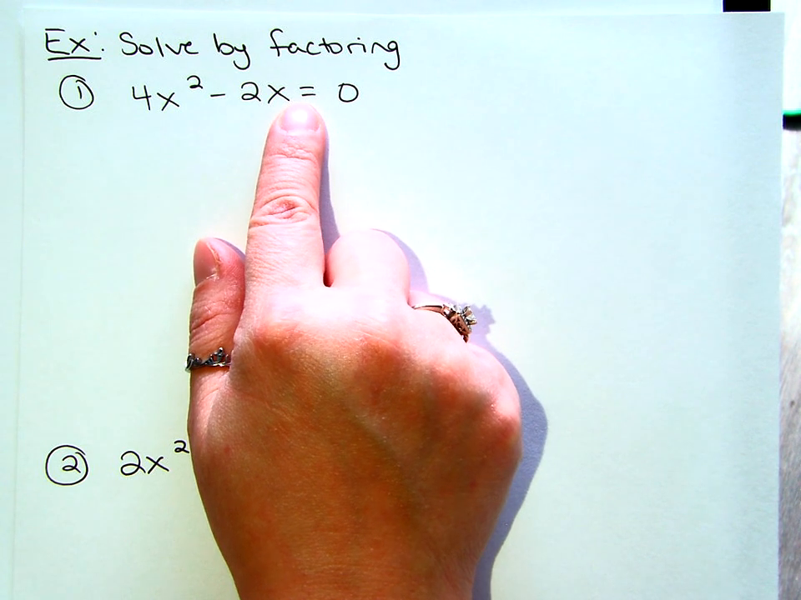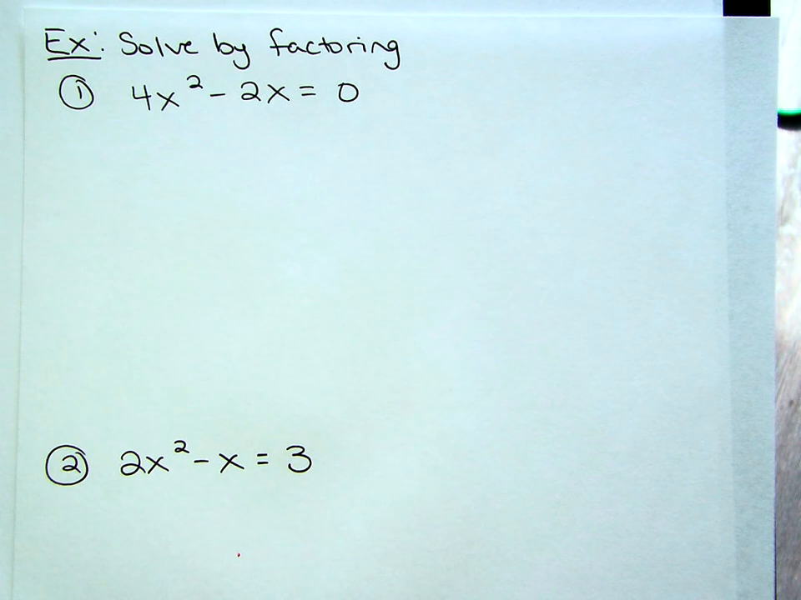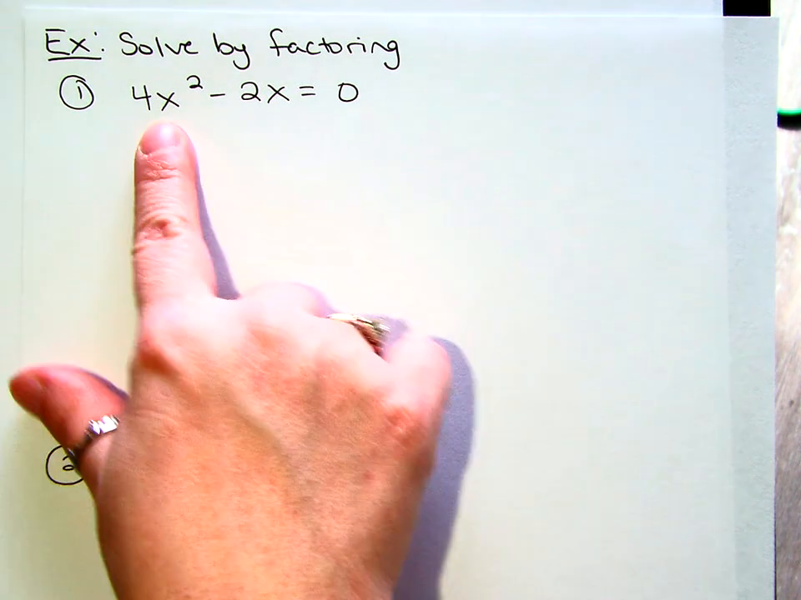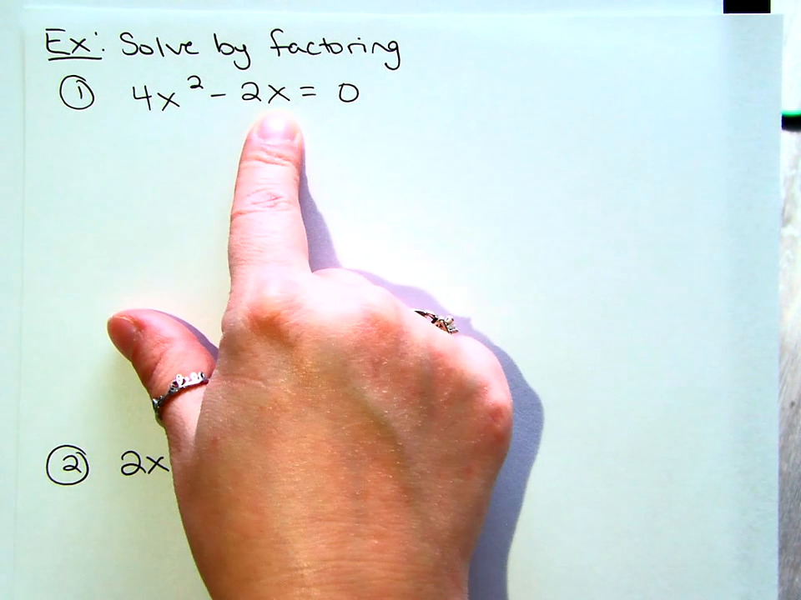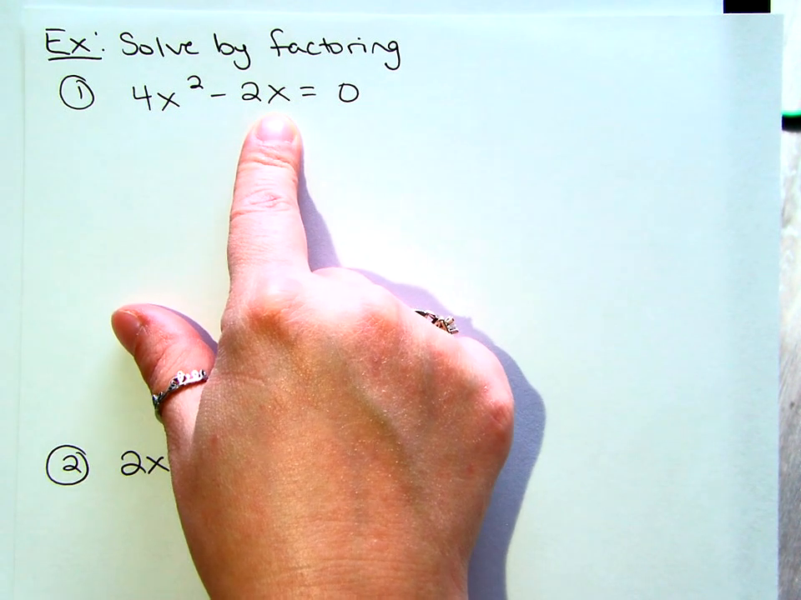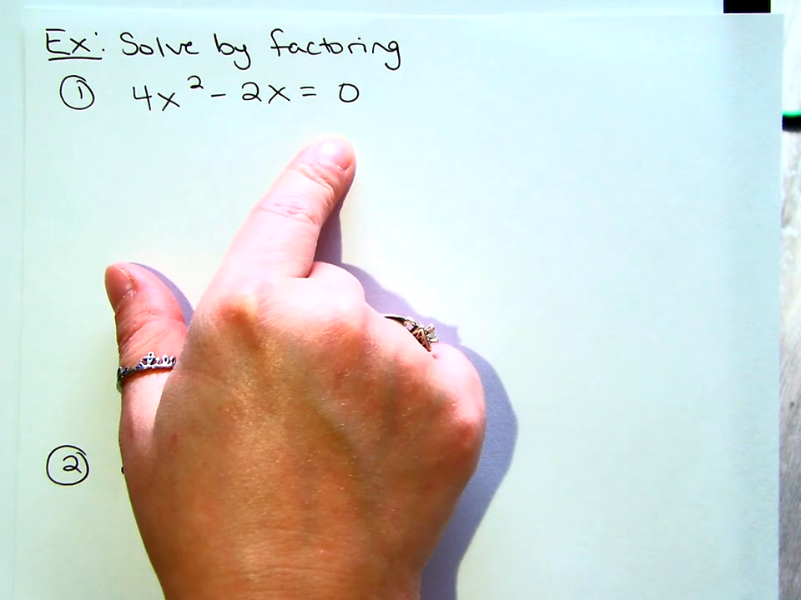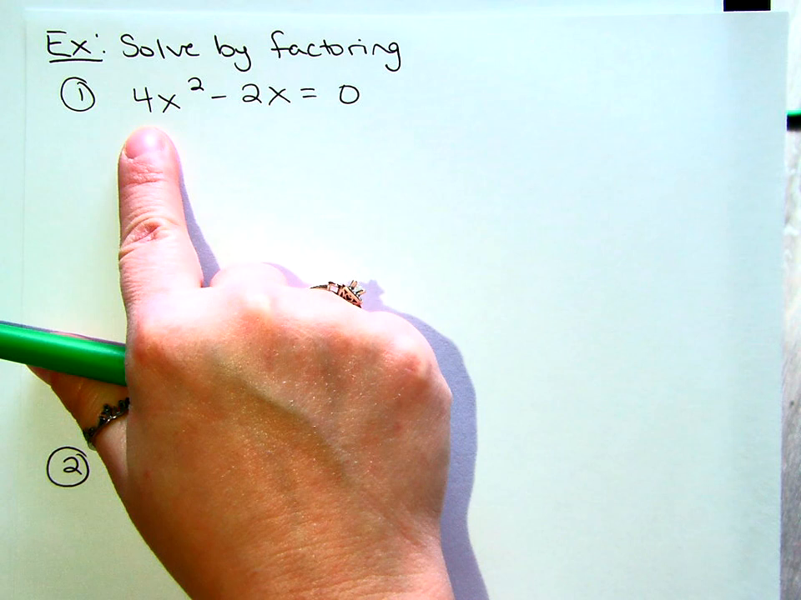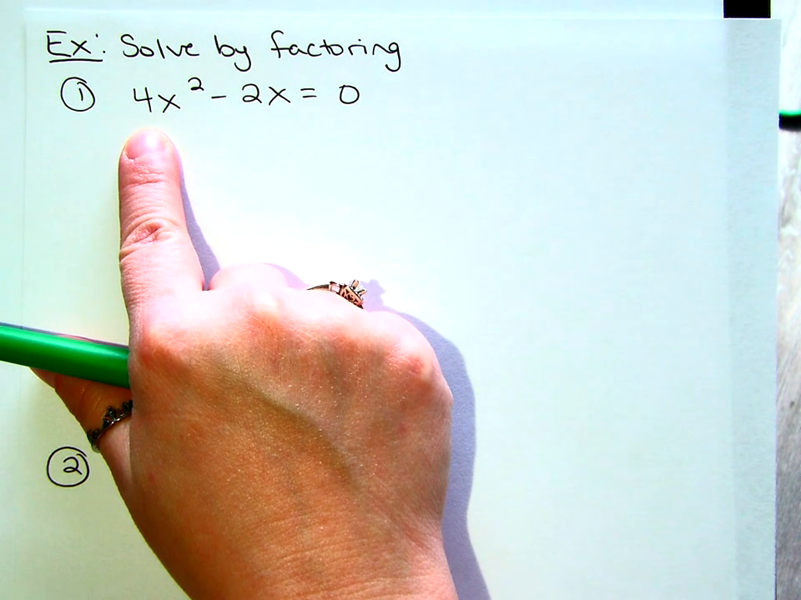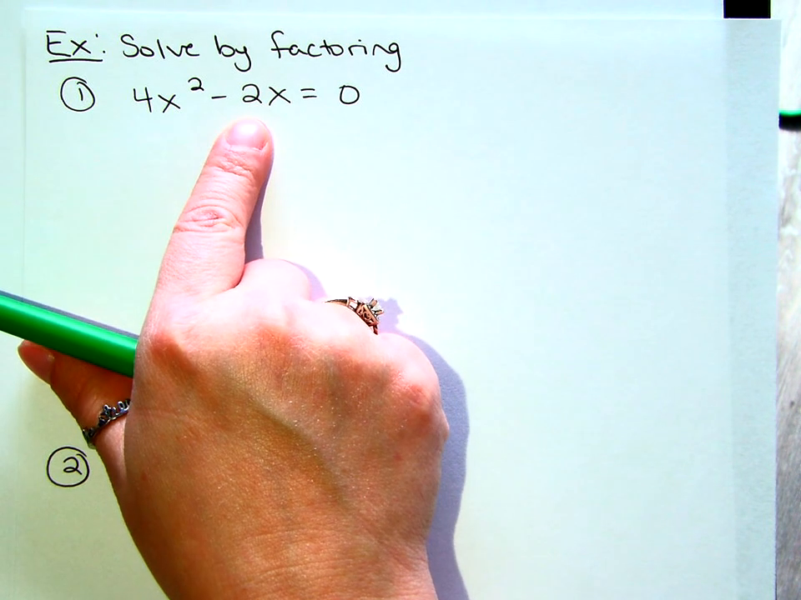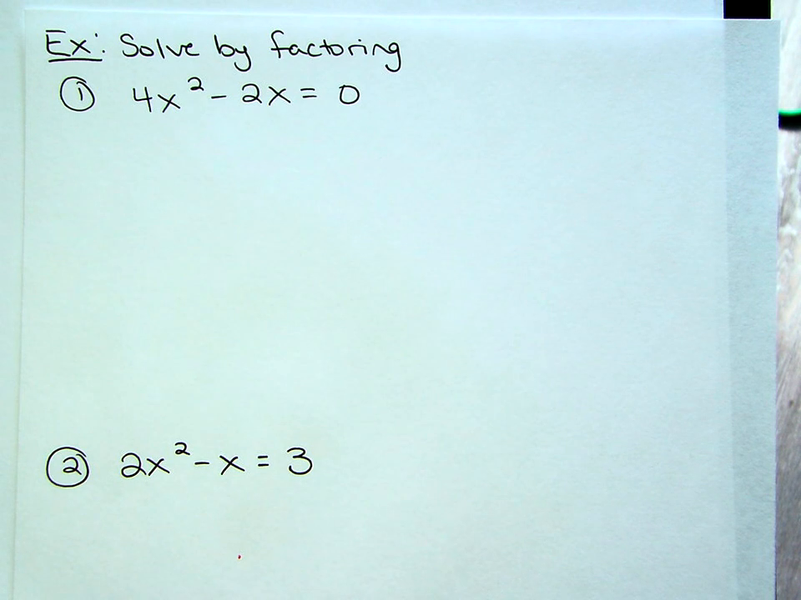So we're not going to factor this into 2 binomials like the reverse of FOIL. What we're going to do is look at each of our terms, the 4x squared and the negative 2x, and ask, what do these 2 different terms have in common? Well, 4 is the same thing as 2 times 2. And then 2 is 2 times 1. So they do both have a 2 in common. So I'm going to factor out a 2.